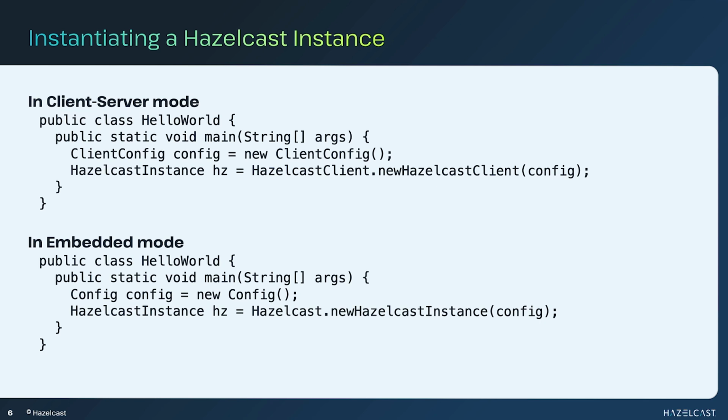From a developer perspective, it's very easy to update code to use a different deployment topology. The only thing that changes is how you instantiate the Hazelcast instance that you use to invoke the Hazelcast APIs. In a client-server mode, you use a client config object to set any non-standard configuration options and instantiate using HazelcastClient.newHazelcastClient. In embedded mode, you use a config object for configuration and instantiate using Hazelcast.newHazelcastInstance. Now, once you have the Hazelcast instance, all your further calls to Hazelcast are exactly the same.